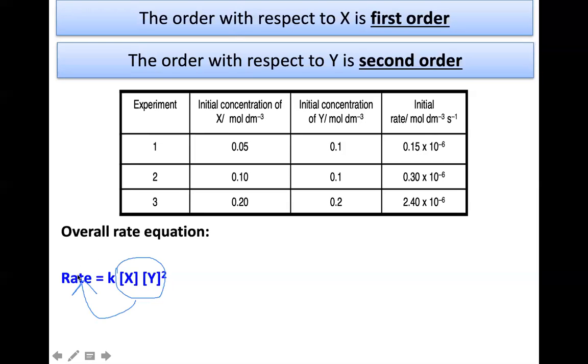Okay, so rate, just choose one experiment. If you want to use experiment 1, that's the easiest. Rate is 0.15 times 10 to the power of minus 6 over concentration of X, which is 0.05, concentration of Y, 0.1. Don't forget to square it. Okay, you need to square it. You need to follow your rate equation.